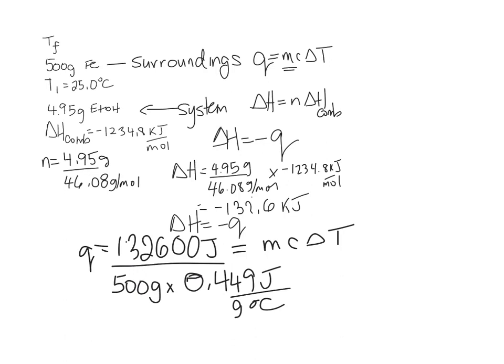Once you have delta T, it's T final minus T initial. So delta T plus T initial is T final. So it's going to be 25 degrees Celsius plus whatever number you get from this, which is going to be a big number.